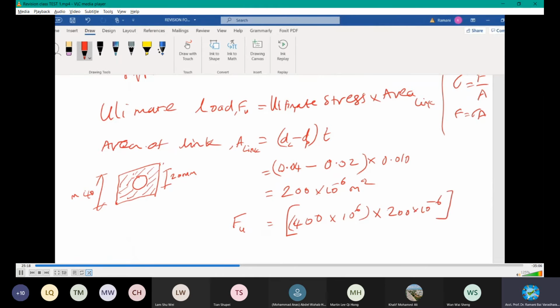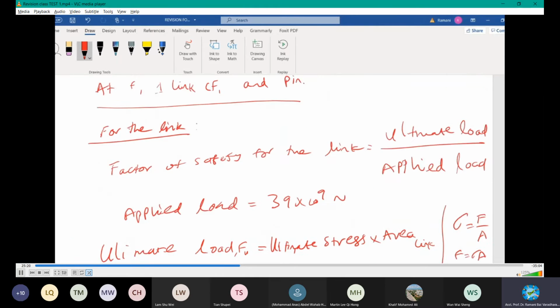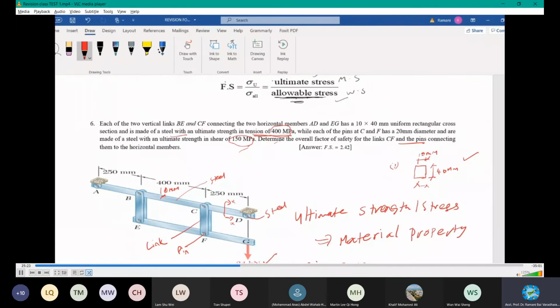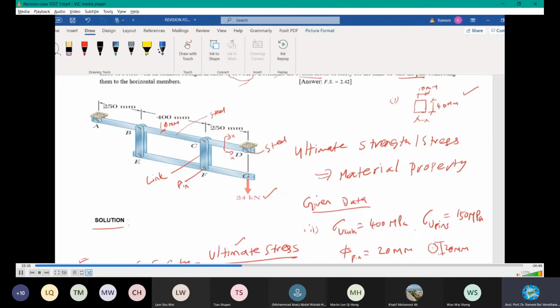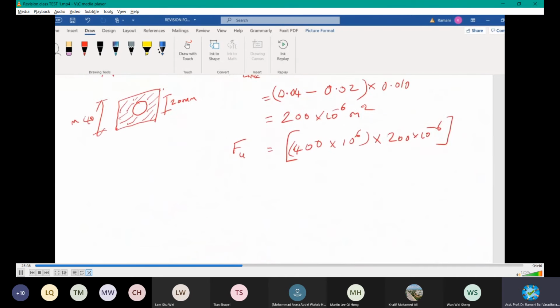And this, because we are asked to find out for the whole system, right? For the whole system, what is the overall factor of safety? Because the response here is due to the response of this and this link, right? But you are asked to calculate at this point. Hence, you need to multiply by 2. 2 links are acting at this point. It's the response or reaction due to the 2 links. Because the 2 links are double links, you have to multiply by 2. What is the answer here?